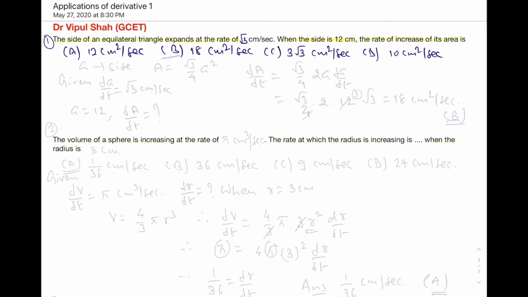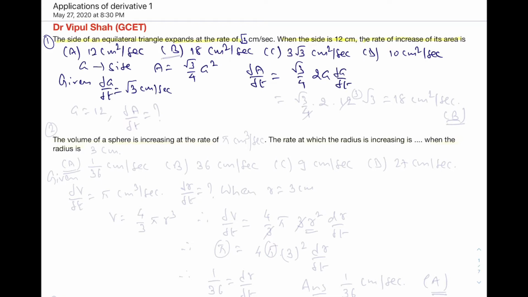If the side is given A, so if A is a side, then area of equilateral triangle, we know this, you need to remember, √3/4 A square. Now what we want? We want is side of equilateral triangle expands at the rate √3 centimeter per second. So we are given dA by dt is √3, okay, centimeter per second. So now what is dA, area, by dt? So that is √3/4 2A dA by dt.